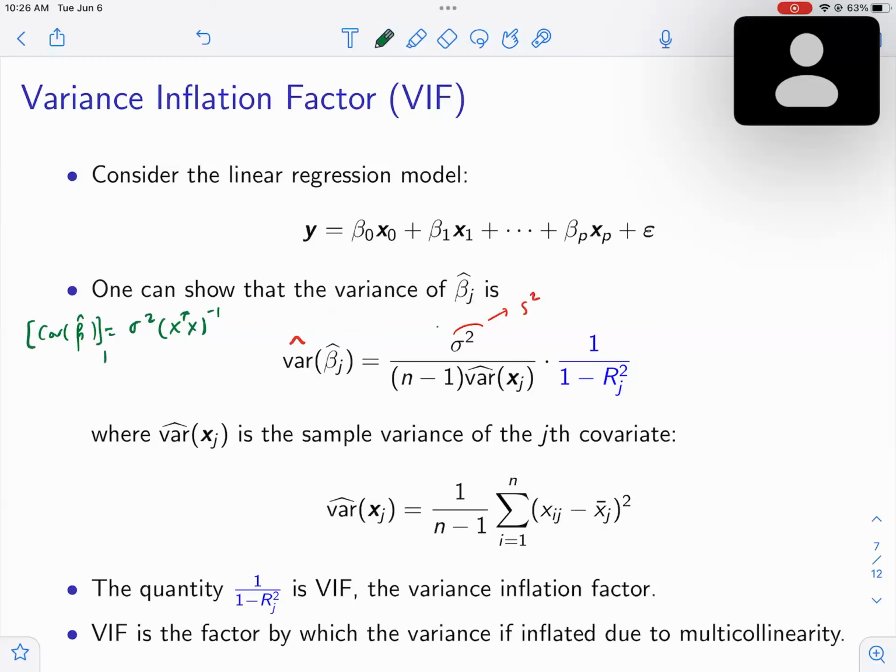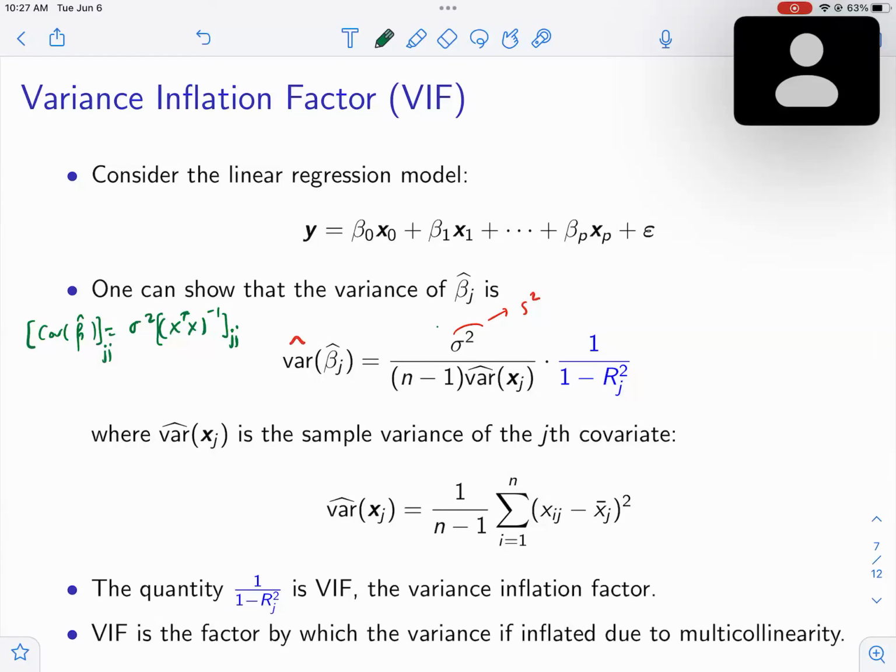But the point is, we already have a formula. You invert this matrix and calculate the jth entry. You can see the sigma squared is there, but the rest I've written in this format: n minus 1 times variance hat of xj, the empirical variance of the jth column. Then times the factor, which is called the variance inflation factor: 1 divided by 1 minus rj squared.